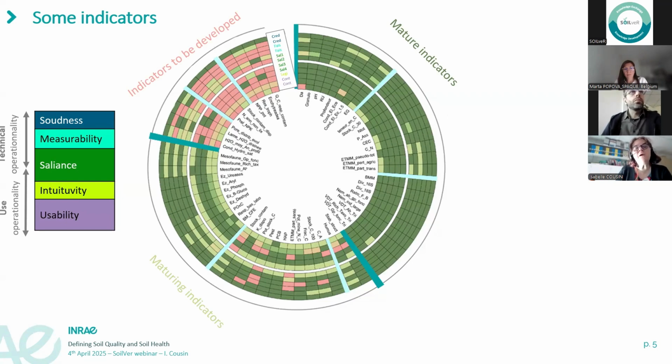So it means yes, more or less I can use them, but not completely. Sometimes I miss a method. Sometimes I miss the way to interpret them. And here you have the indicators to be developed. So it means it's difficult to have methods, even standardized methods, and it also sometimes is difficult to interpret them in a correct framework. And so here you have physical, chemical, biological, and so on.